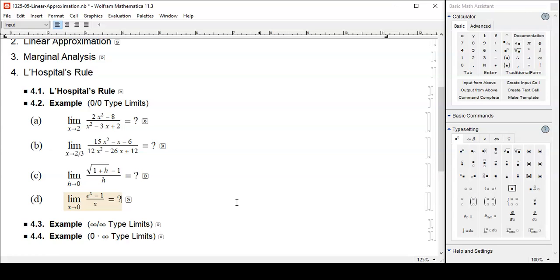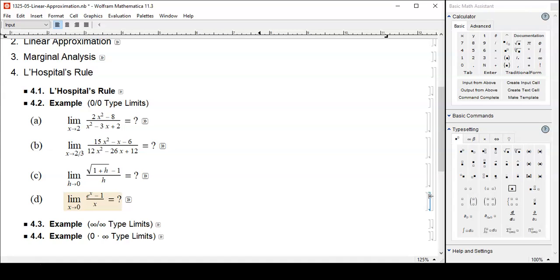Now let's go to the last problem here, D. This time, you cannot apply factorization at all because we have a transcendental function here. So we cannot apply any kind of algebra here. No factorization, nothing possible. But if you plug in x equals 0, e to the 0 power is 1, so the numerator is 1 minus 1. You're going to get a 0 over 0 type limit.